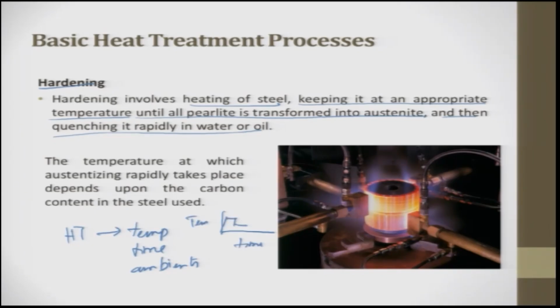Something like this, you have cycles, and the ambience can be quenched, oil quenched, and you get a different profile. When you put it in the furnace, you get a different profile. When you put it in an ambience full of nitrogen, you get a different response. So, that is what we are trying to say. The temperature at which austenite formation rapidly takes place depends upon the carbon content in the steel.